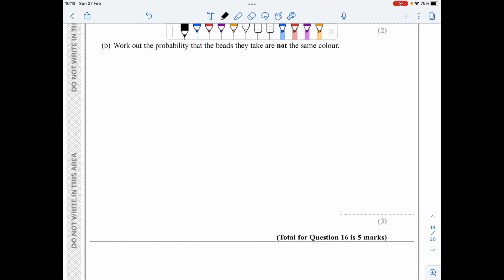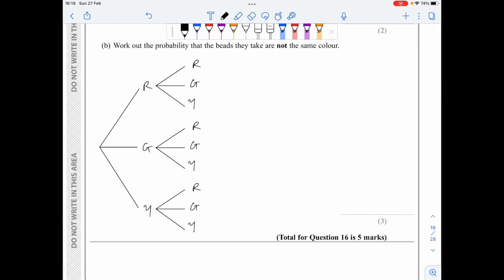For part B, if you decide to draw the tree diagram, now it becomes too big because there are 3 branches and then each one creates another 3, so it's going to look like this. So from the 9 branches at the end, I'm interested in the ones that do not give the same color. So the ones I am not interested in are the ones that give the same color, and they are the following. So I can find the probability of these 3 combinations and then do 100% minus these 3. Let's put the numbers on the branches.